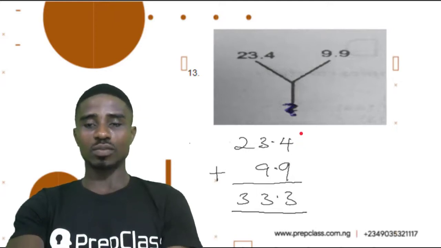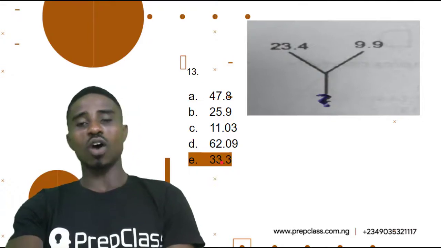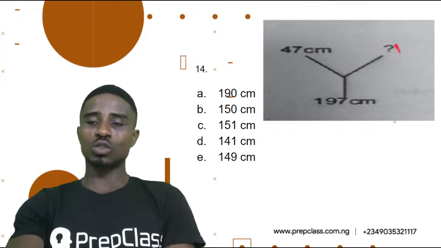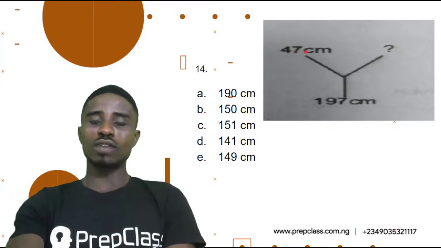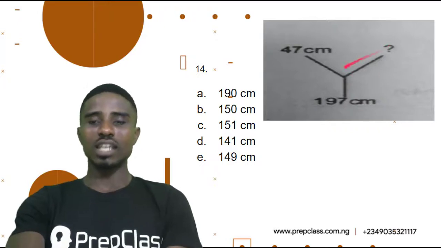That should be our correct answer. Let's check it out. 33.3 is our correct answer. So for question 13, option E, 33.3 is our correct answer. Alright, let's move on to the next one. Question 14. So we've been asked to resolve what answer should be here. And we know 47 centimeter plus the answer that ought to be here would give us 197 centimeter. But since we don't have this, we're going to say 197 centimeter minus 47 centimeter, and that will give us our correct answer.